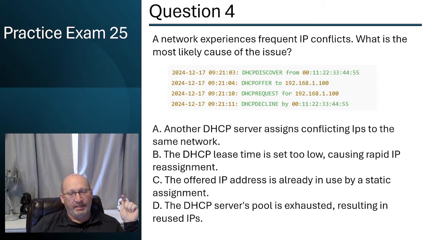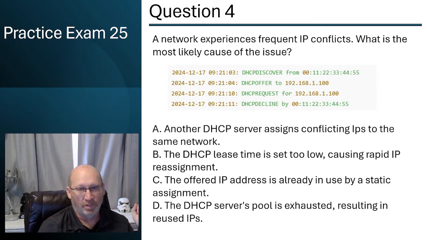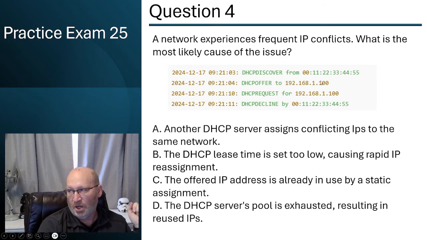Let's see. C, the offered IP address is already used by a static IP address. If we look at the log, we can see here offered from 00112233 yada yada yada, and then we see DHCP offer. So that was discovered. This was the offer, 192.168.100. We see a request for that, and then we see that declined. So does that make sense?